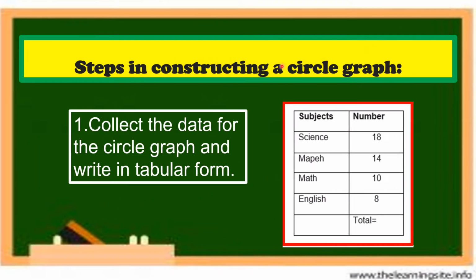Steps in constructing a circle graph. Number 1. Collect the data for the circle graph and write in tabular form. So we have the given data. For science, we have 18, MAPE, 14, Math, 10, English, 8.